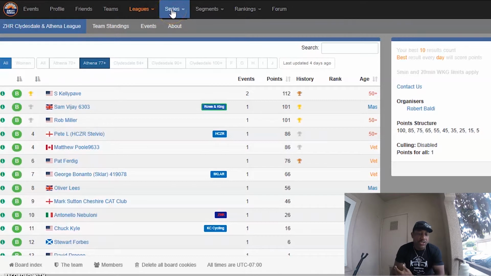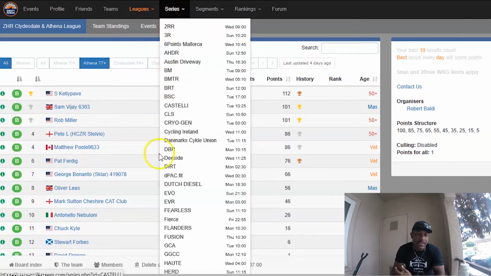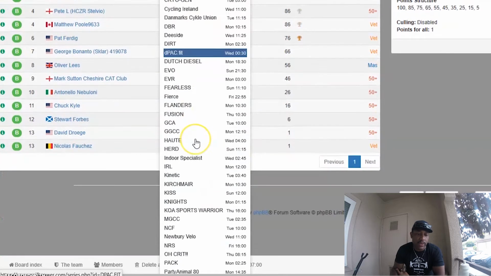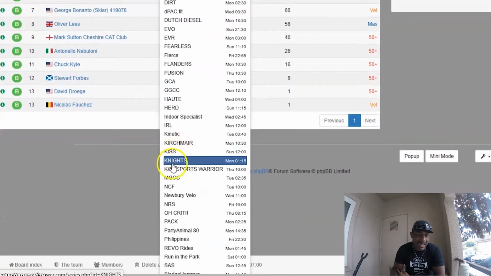And again, as you see here, there's a plethora of different series that are held within Zwift that is also archived in Zwift Power. So then you come here, you can find the specific series that you're operating in. And so let's just pick one and let's roll with it. So let's pick Knights. That kind of sounds cool. We're going to click that, and it says there Monday at 01:15. So I'm going to assume that that's when the next Knights series event is going to be held.